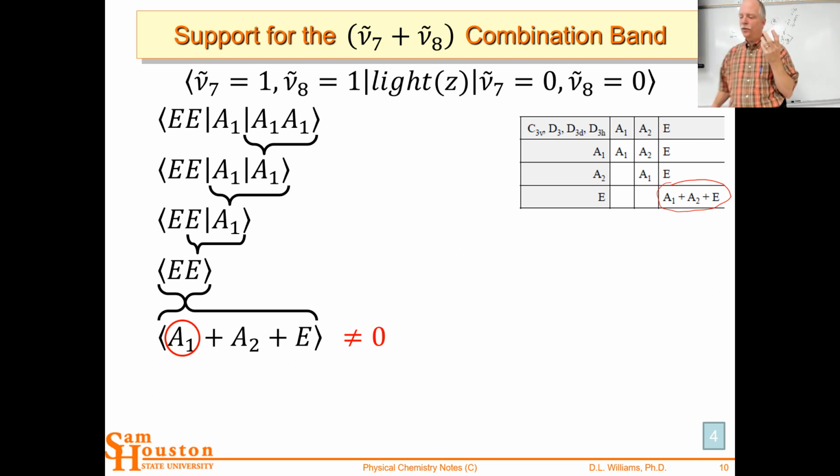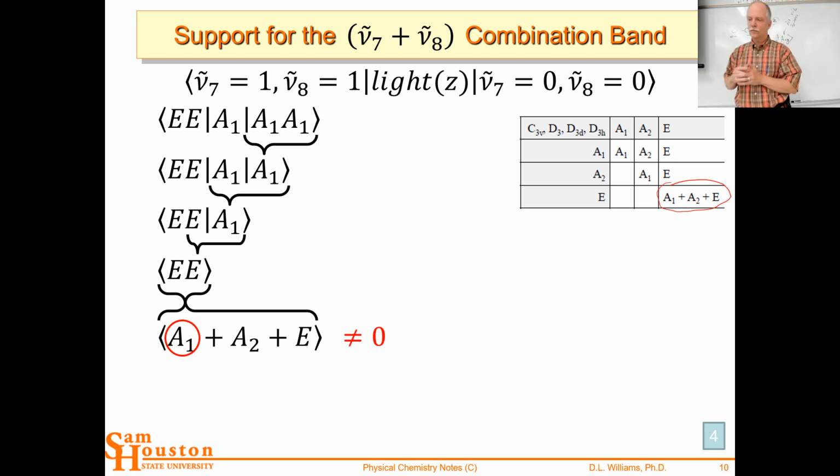Now there are plenty of combination bands that are allowed that you don't see in the spectrum, but the integrals are so small that you just don't have much intensity. For whatever reason, these combination bands have a strong enough intensity that we can see them in the infrared spectrum.